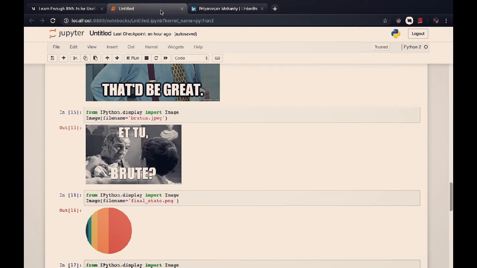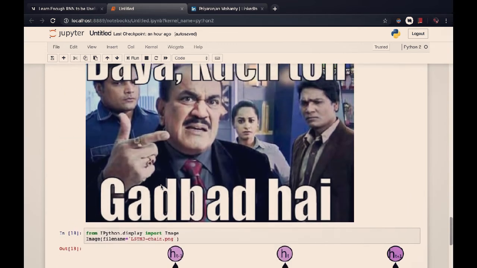As the number of steps increases, RNN faces a problem in retaining the old information. You know who is the culprit here? Let's find out.